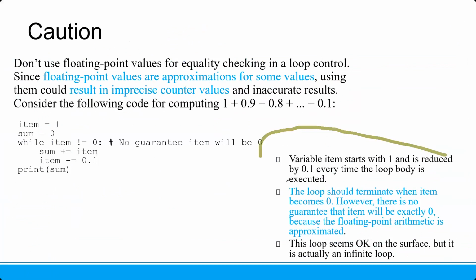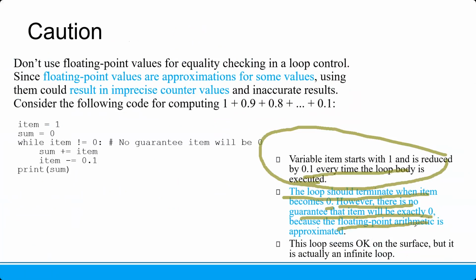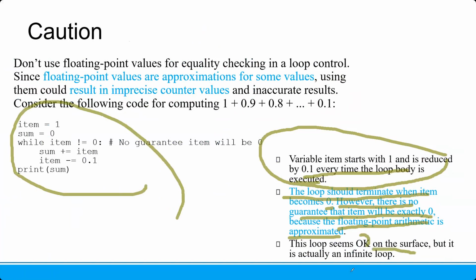So I give this explanation. Variable item starts with 1 and is reduced by 0.1 every time the loop body is executed. The loop should terminate when item becomes 0. However, there is no guarantee that the item will be exactly 0, because floating point arithmetic is simulated. So this loop seems okay on the surface. It means the code looks okay, but it is actually an infinite loop. Be careful when you make this kind of loop.